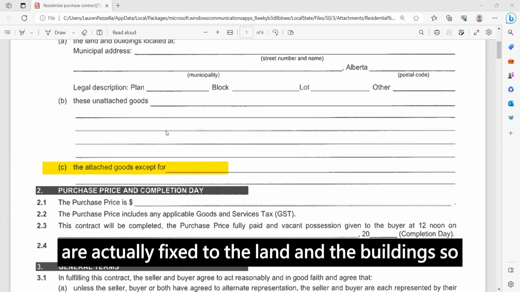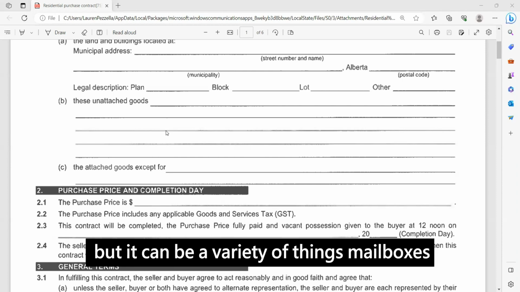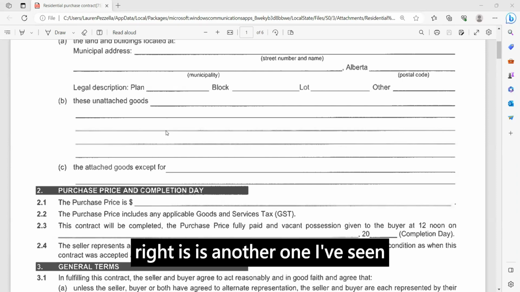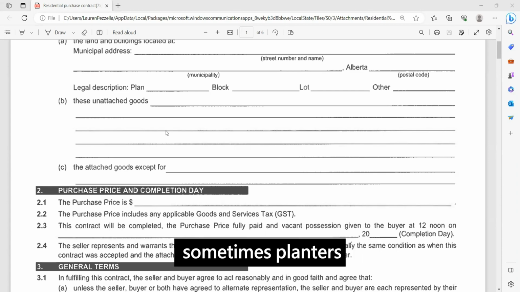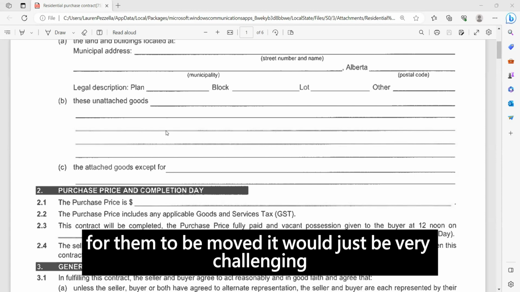We're talking about things that are actually fixed to the land and the buildings. Sheds and garages tend to be two big common ones, but it can be a variety of things. Mailboxes, right, is another one I've seen. Sometimes planters, again, where it's possible for them to be removed, it would just be very challenging.